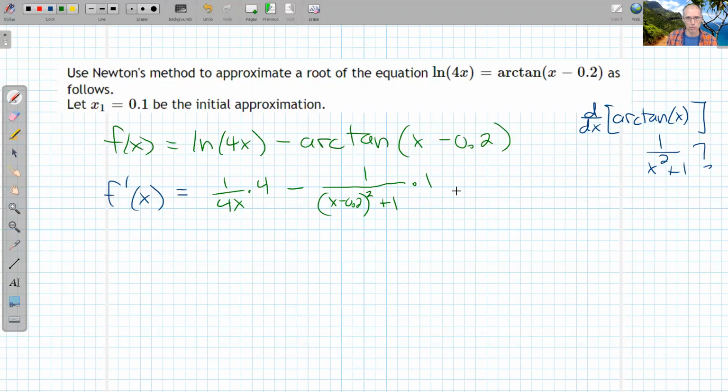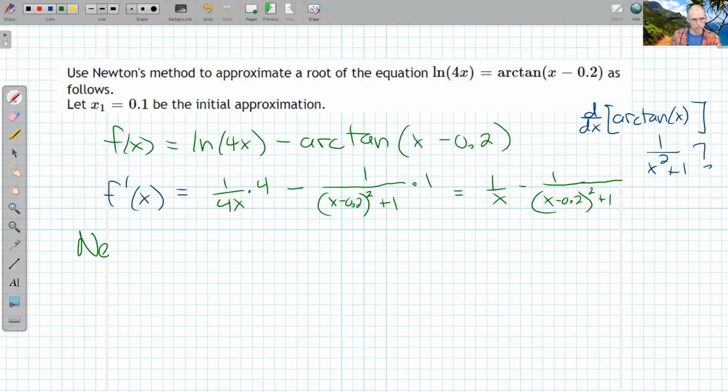Cleaning that up a little bit, we have a derivative of 1 over x minus 1 over x minus 0.2 squared plus 1 as the derivative function. And could we subtract those and rewrite it? Yeah, but I don't think it's going to get any better ink-wise. So I'm just going to leave that the way it is.